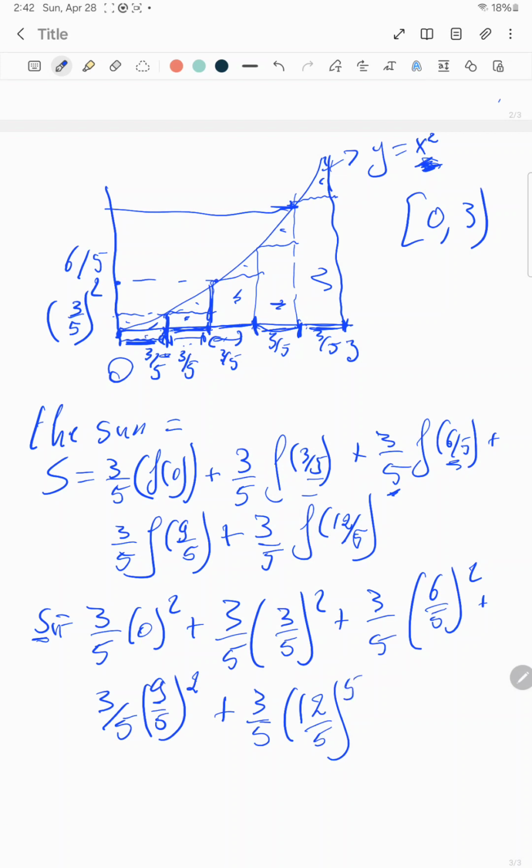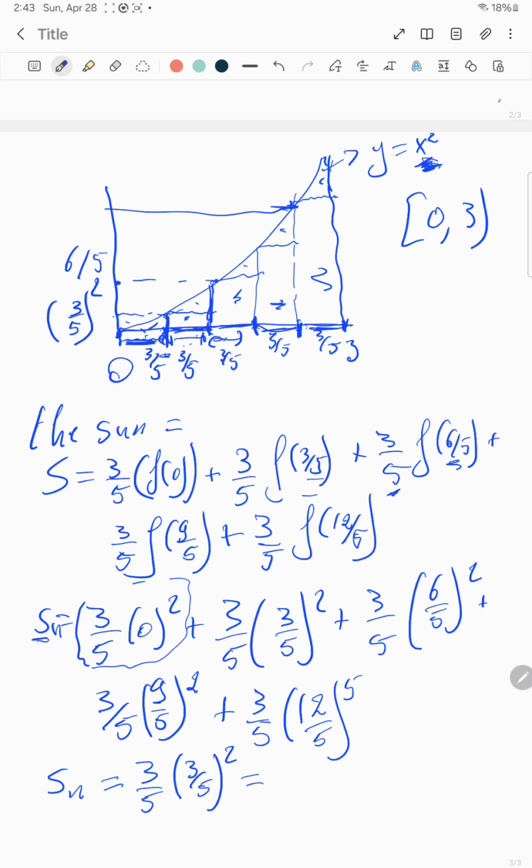Again, I repeat, this is 3 over 5, and here 3 plus 3, 6, 9, and this is 12 over 5. So if I do that, my Sn will become, this one will become 0, because 0 to the power of 2 is 0, times whatever is 0. And the second one will become 3 over 5 times 3 over 5 square.